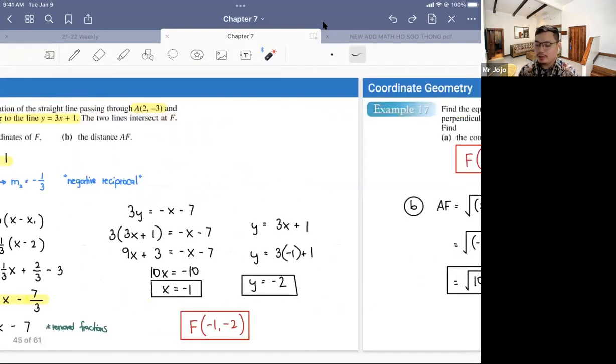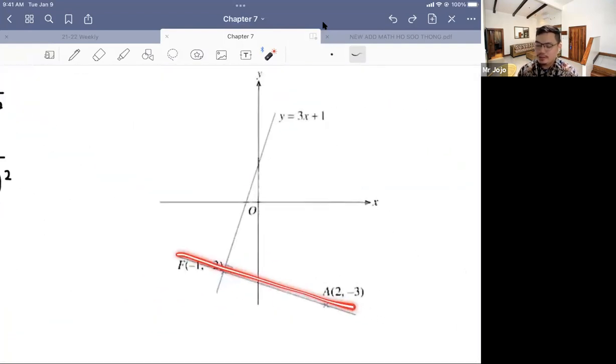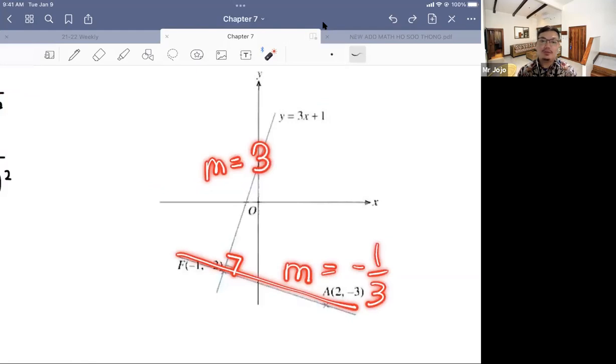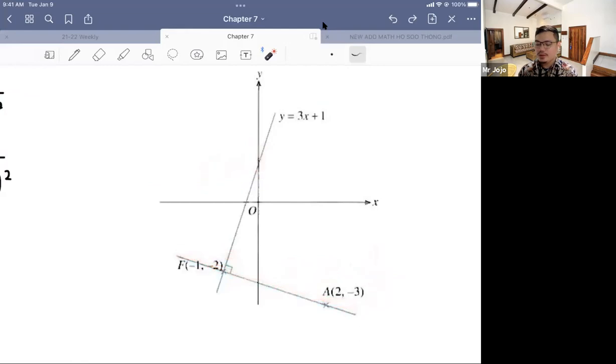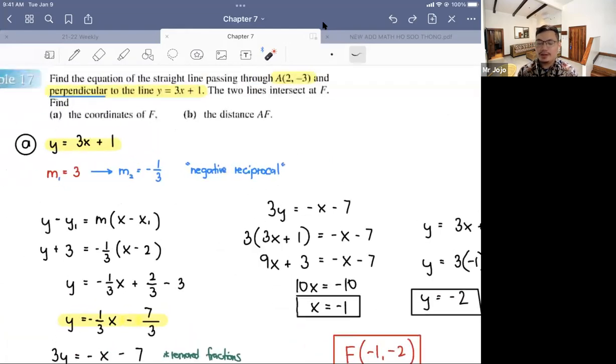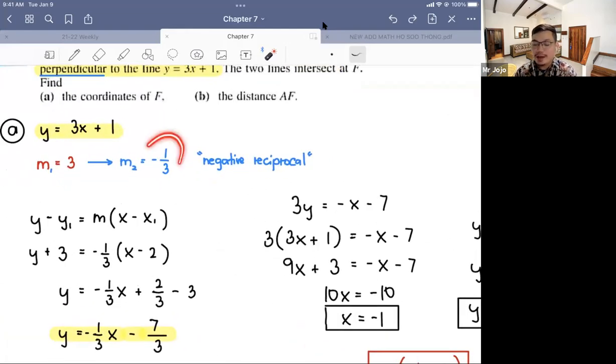Now, going back to our sketch here, if the gradient of this line is 3, the gradient of the line perpendicular to this is negative 1/3. Always like that. Okay. This is only true for perpendicular lines. All right. So therefore, to get the equation of the second line, you already have your m. I mean, your gradient, right?